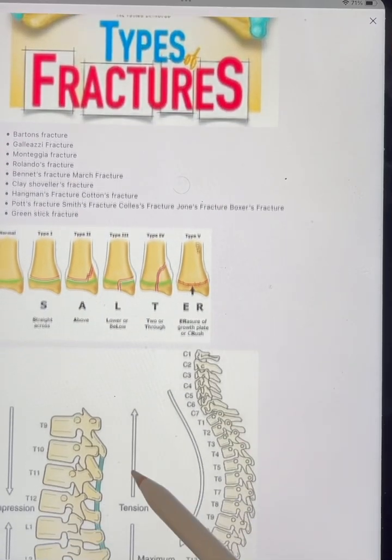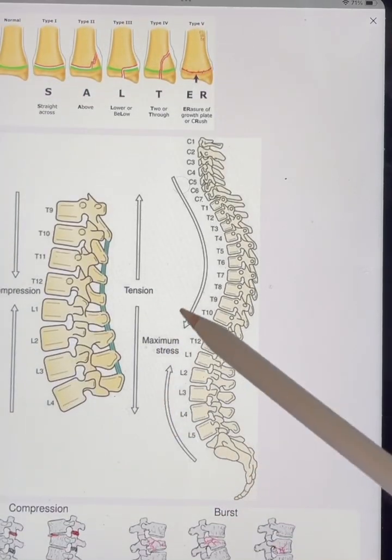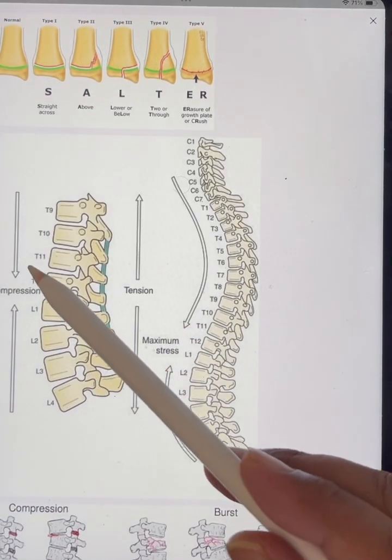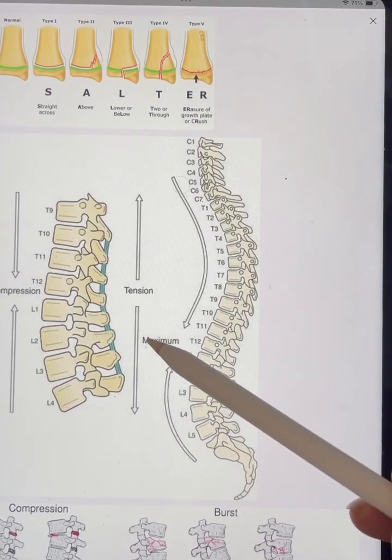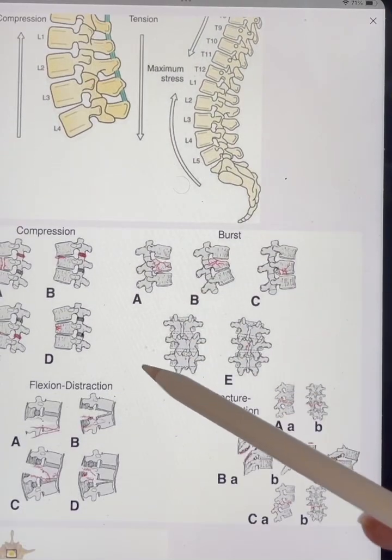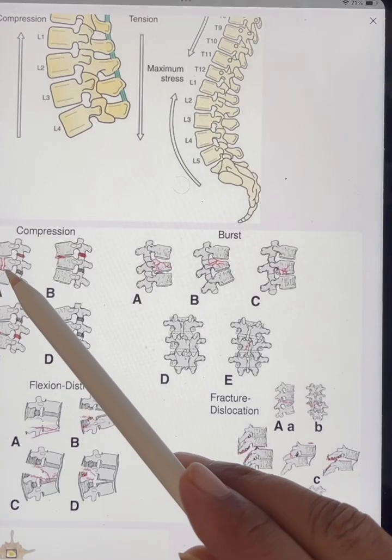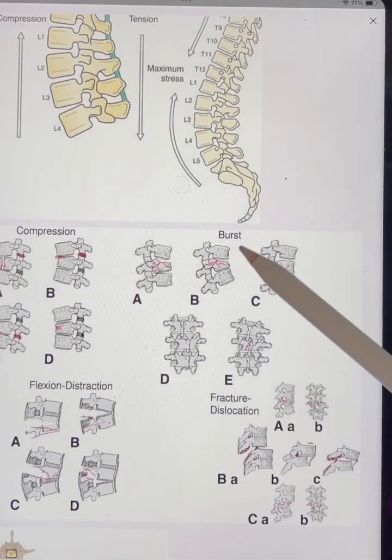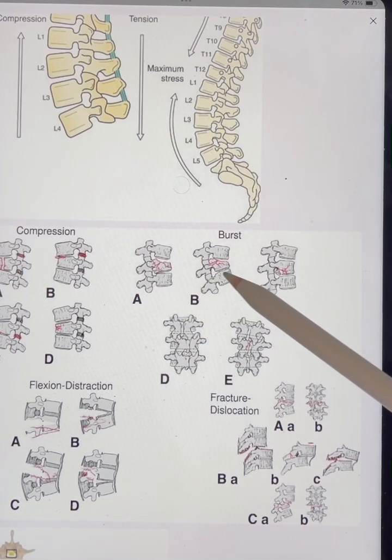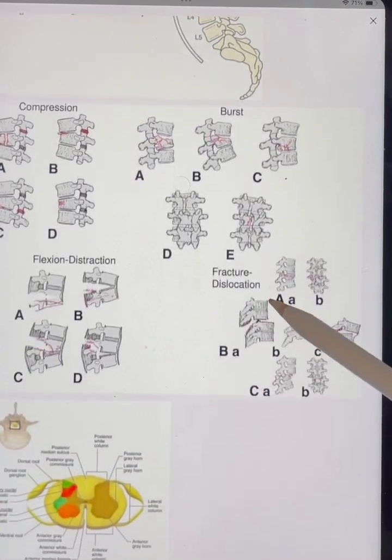So this is the spinal vertebrae. You can see this is a compression fracture on this side and this is a tension fracture, a chance fracture. So compression may cause this type of burst in the body of the vertebra, and again these are different types of compression fracture dislocations.